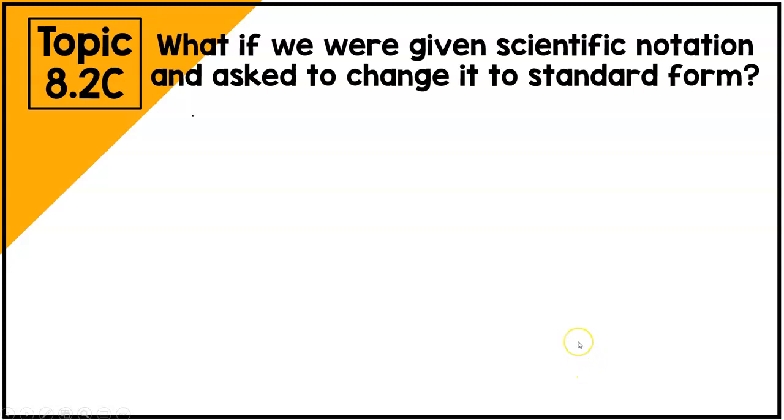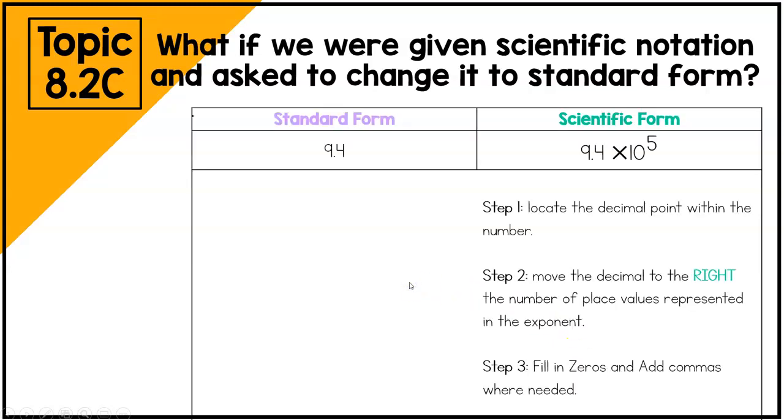But what if we're given the scientific notation and asked to change it to standard form? So now we're working backwards. We're given the scientific notation, but we want to put it in standard form. Here again, a couple of steps. We're given our scientific notation over here, which is 9 4/10 times 10 to the power of 5, and we want to get it to standard form. Step 1 says to locate the decimal point within the number. So here we found our decimal point between the 9 and the 4.